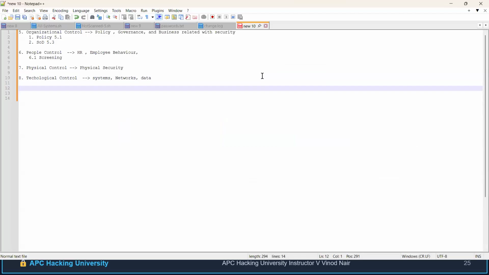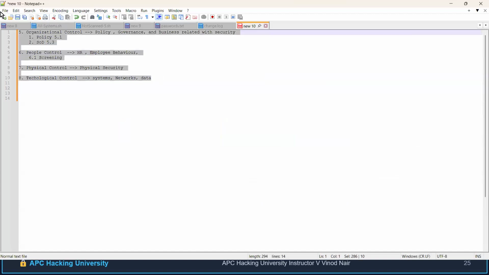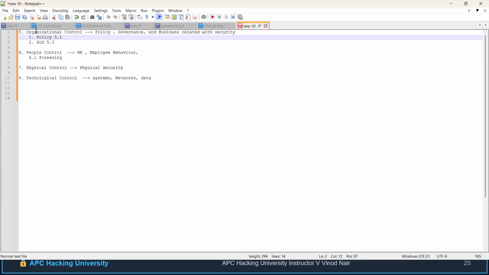There are a few things in 27001 and 31000 which you have to remember. Just remember those things. If you know about these things, you can manage. In ISO 27001, what are you going to think? Organization control. What is the control number for that? Clause 5.